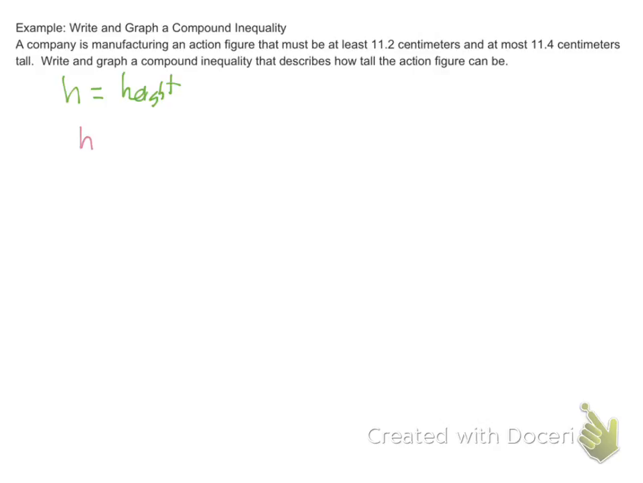It says that H needs to be what? Must be at least 11.2. What does that mean? Can it be equal to 11.2? Okay. So 11.2. It can be equal to it, so I'll put a little line underneath. But which way should the inequality symbol go? Greater than. Should be a greater than? Yeah. So H has to be bigger than or equal to 11.2?